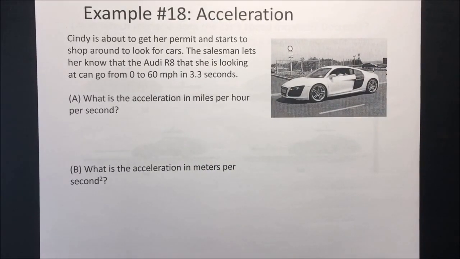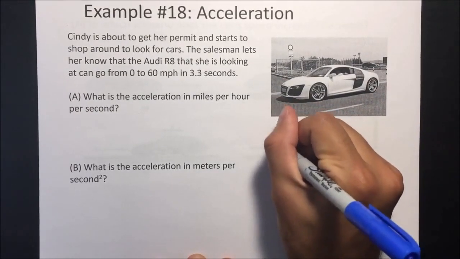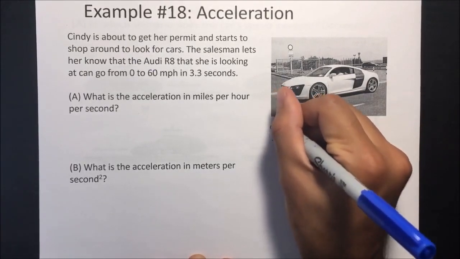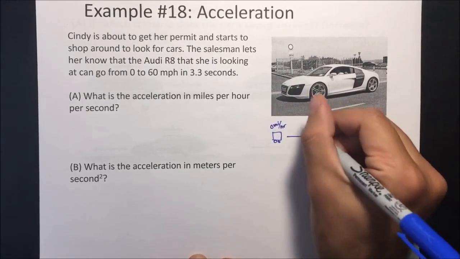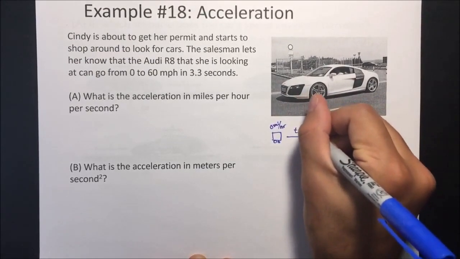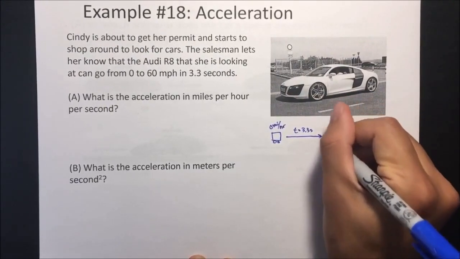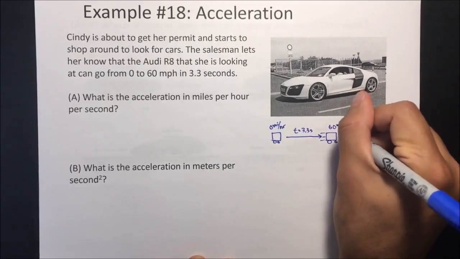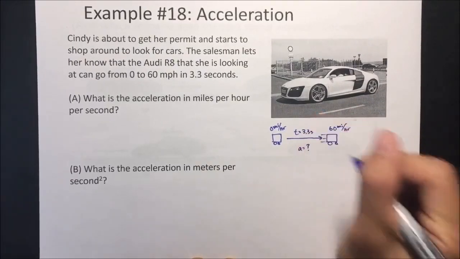Okay, so what you want to be doing in these kind of problems, well, first, it never hurts to draw it out. So let's just draw out this car. I'm going to put a box with wheels. It goes from 0 miles per hour, and then it zooms in 3.3 seconds to a speed of 60 miles per hour. And we want to find what the acceleration is.